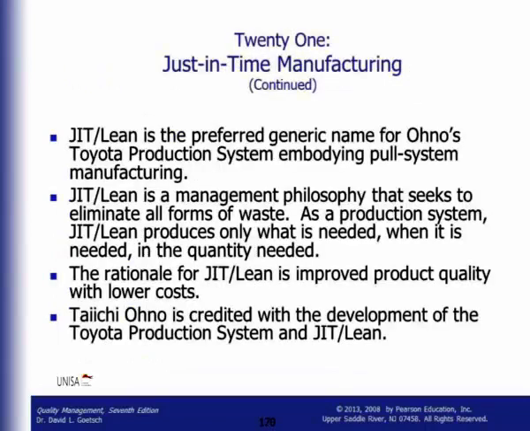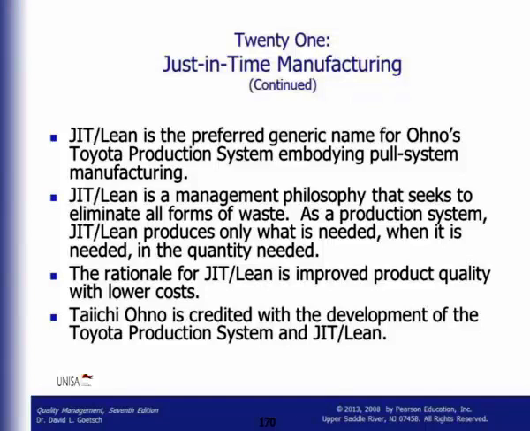JIT Lean is a preferred generic name for Ohno's Toyota production system embodying pull system manufacturing. JIT Lean is a management philosophy that seeks to eliminate all forms of waste. As a production system, JIT Lean produces only what is needed, when it is needed, in the quantity needed. The rationale for JIT Lean is improved product quality with low costs.